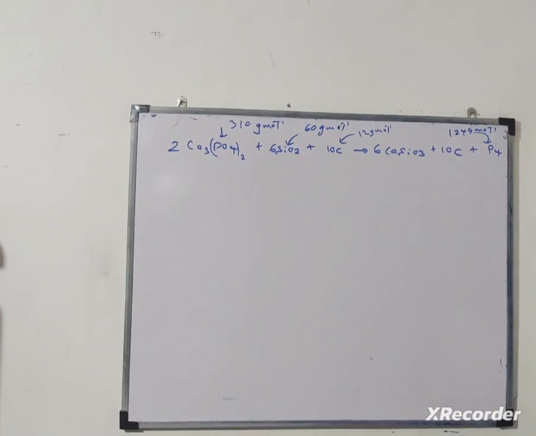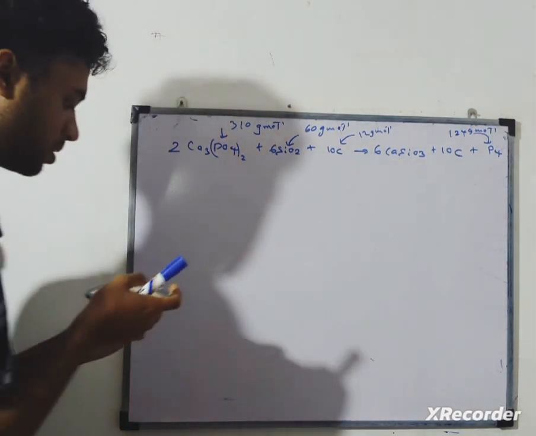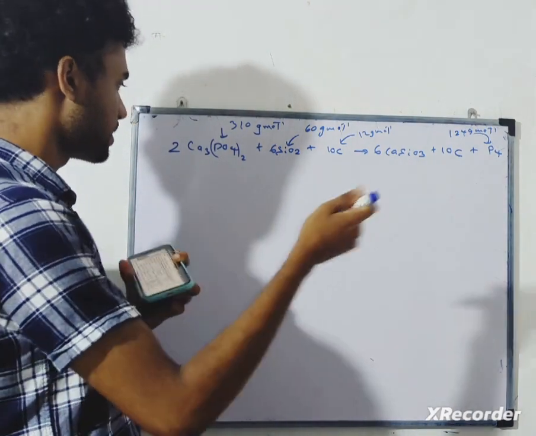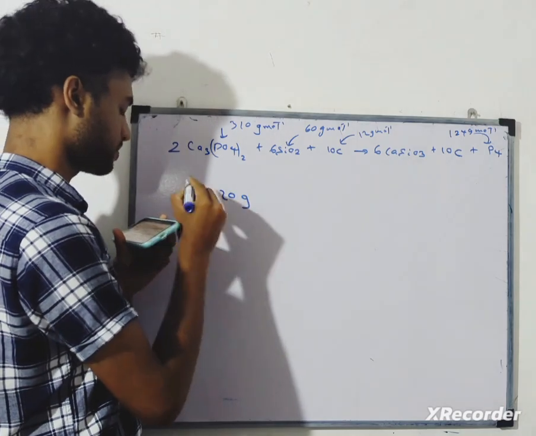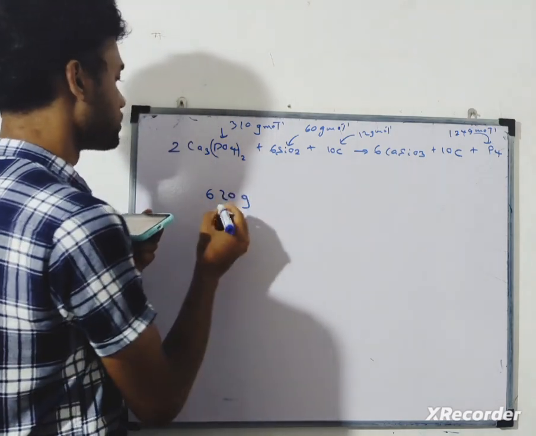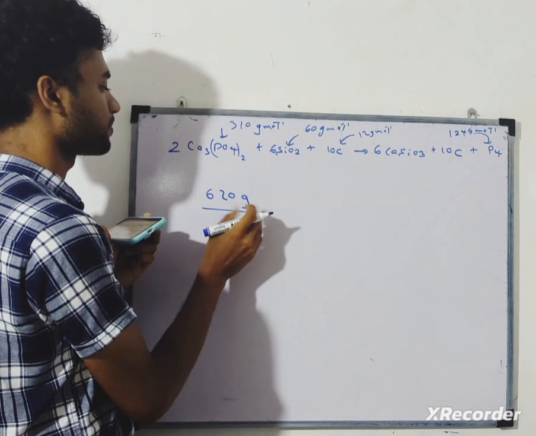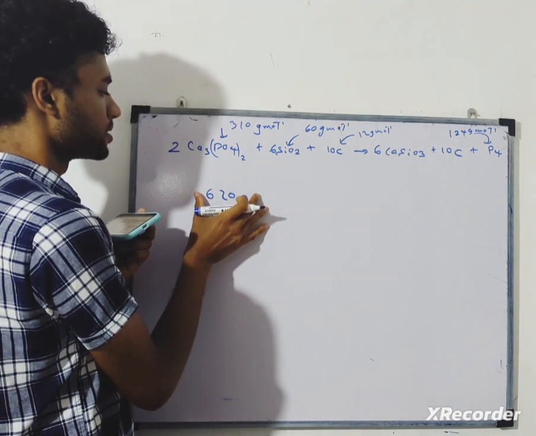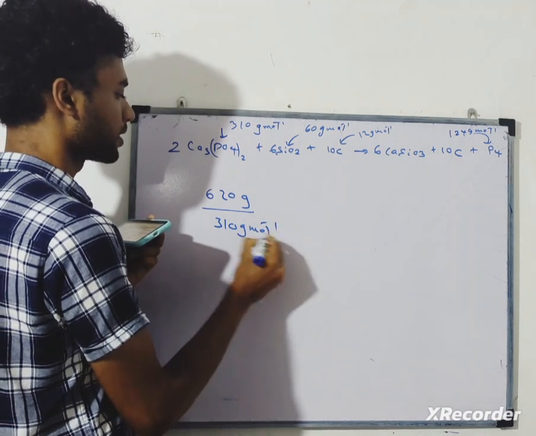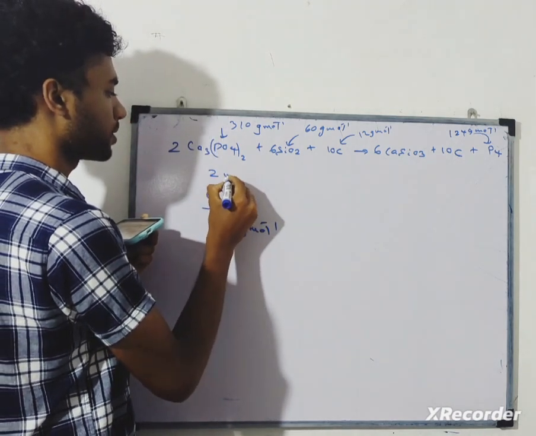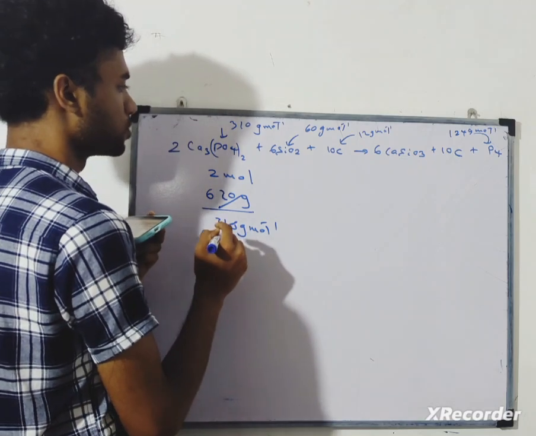Right, let's do question number 14. Phosphorus can be prepared in an electric furnace as given by the following balanced chemical equation. I'm having 620 grams of calcium phosphate. So what's the number of moles of calcium phosphate? 620 grams divided by 310 grams per mole, and I get 2 moles.